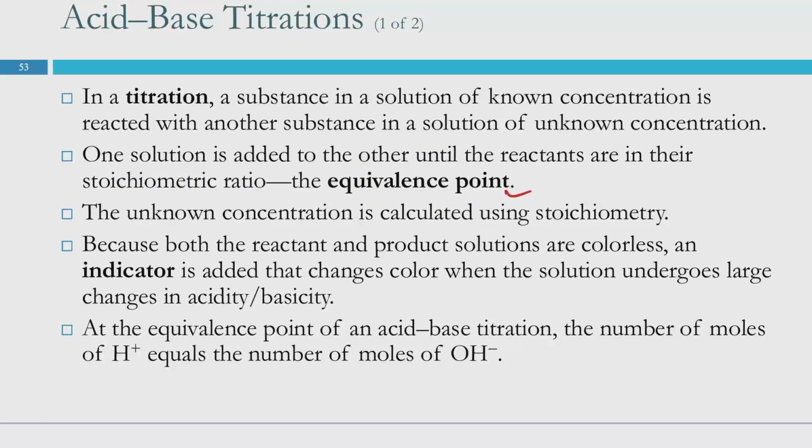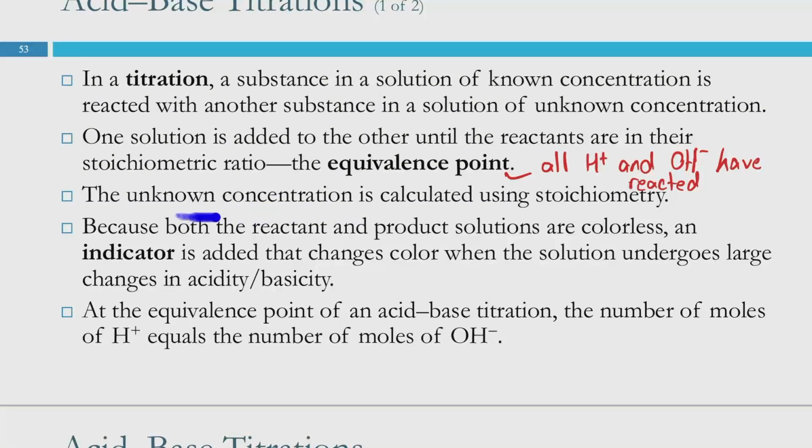The equivalence point means that all H plus and OH minus have reacted. So any H plus that we had in solution has reacted with the OH minus that was in solution. The way that we saw this in our solutions was it turned pink because of the phenolphthalein indicator that we used. That's not always going to be the case. Sometimes you'll use a different colored indicator, something like that. The unknown concentration can be calculated using stoichiometry since we know that the H plus and the OH minus reacted together. We have equal H plus and OH minus.